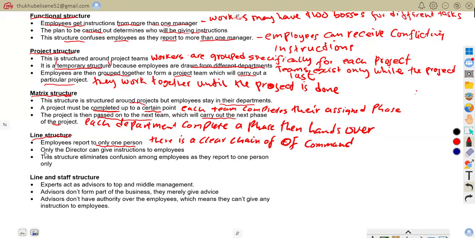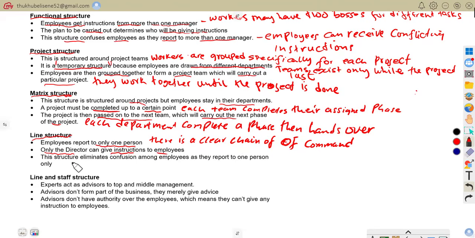Then it further says only the director can give instructions to employees. Meaning to say all authority comes from the top. That is that. For example, staff wait for the instruction from the business owner. Hope you are together with me.